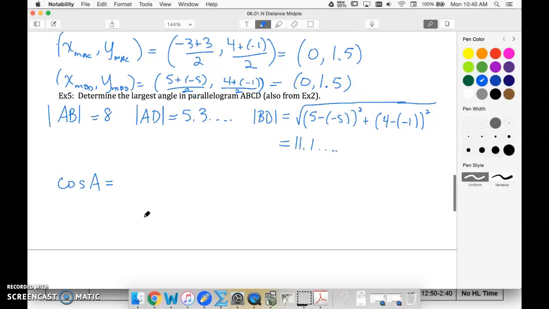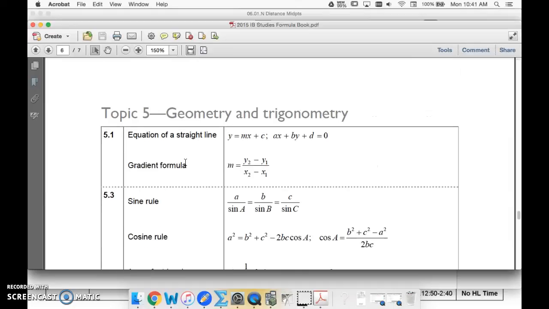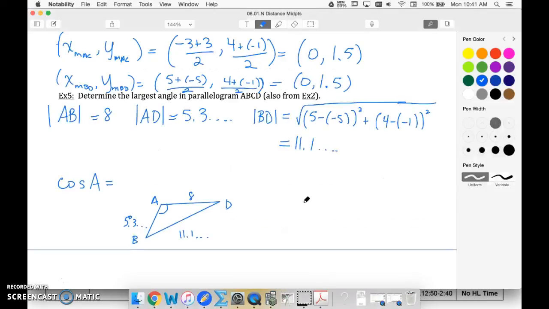We had our picture looked like this. Okay, so here was our B, here was our D, here was our A. That's the angle we want. Notice that's across from my 11.1. Up here was 8. Here was 5.3. So remembering my cosine rule, I'm going to come down to topic 5. I want the angle, so angle A, side across. So that's what I'm going to remember.